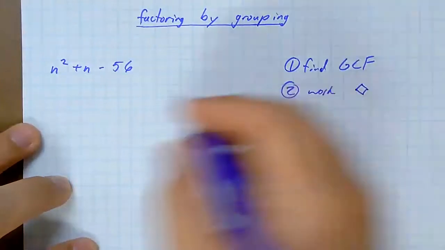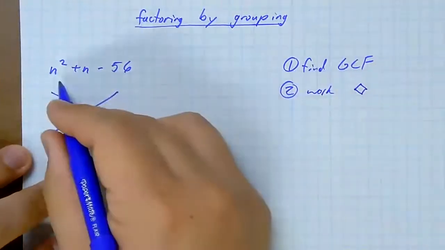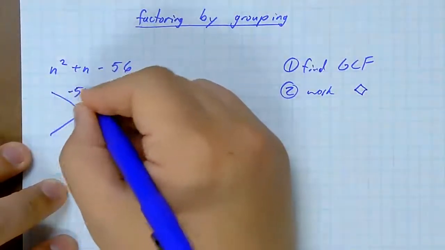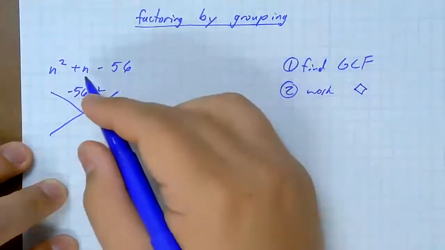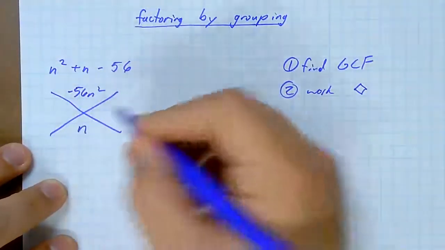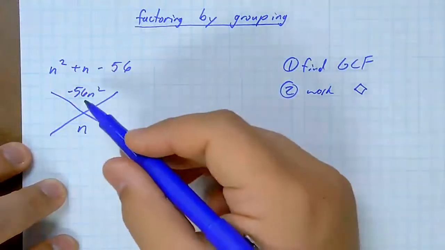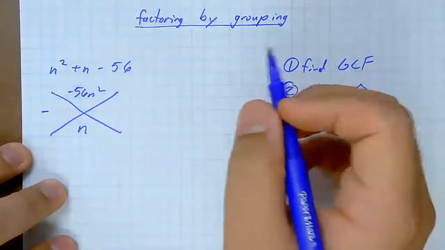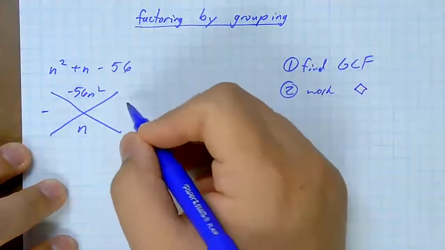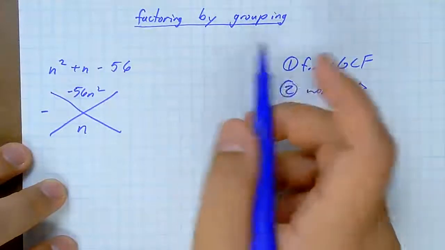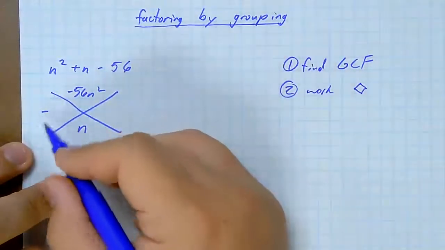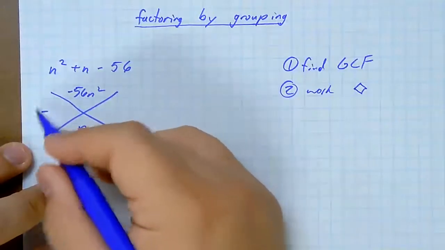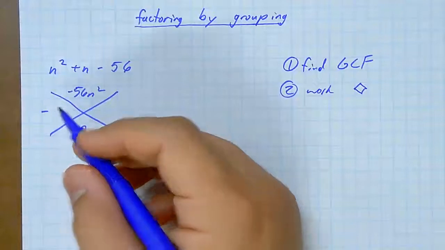Work the diamond. Okay, so we set up our diamond. Remember, it's ax squared times c, or in this case, n squared times negative 56. So negative 56 n squared, and the bottom is just bx, or in this case, just n. Since the top is negative, we know we have one positive and one negative. And in this case, our positive is bigger. Now, when factoring by grouping in particular, I really want you to focus on putting the negative on the left side. If you're only going to have one negative, put it on the left side. It'll become clear as to why.